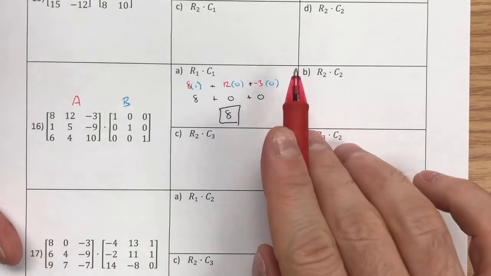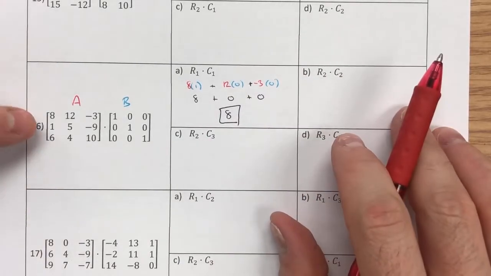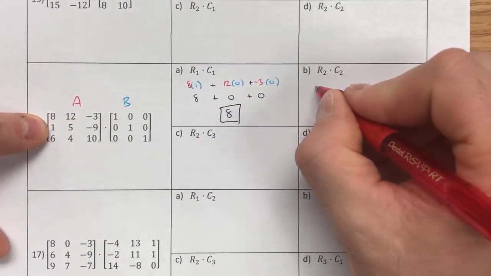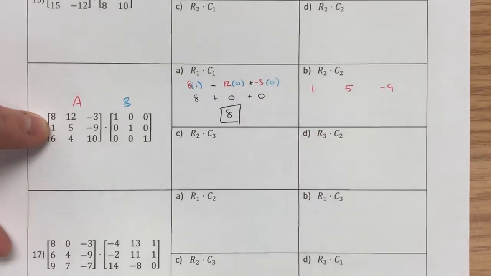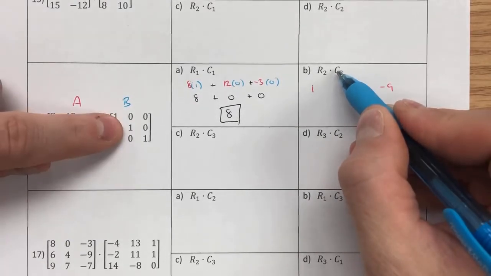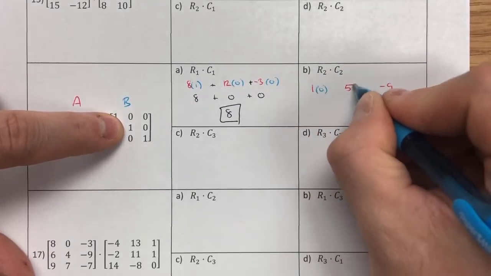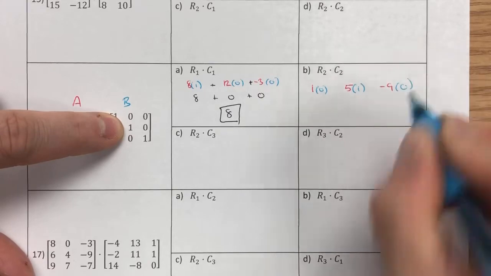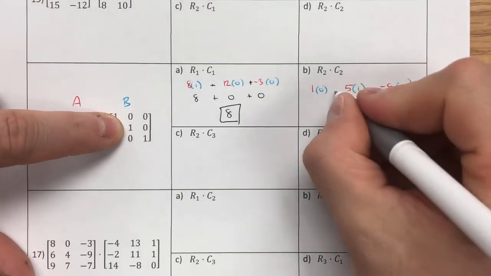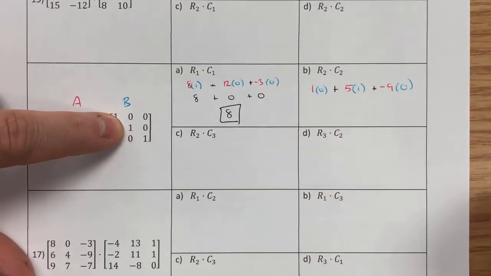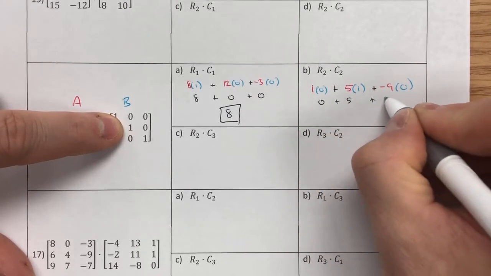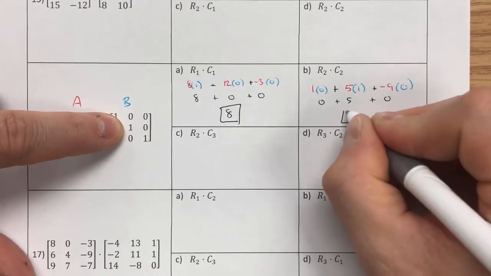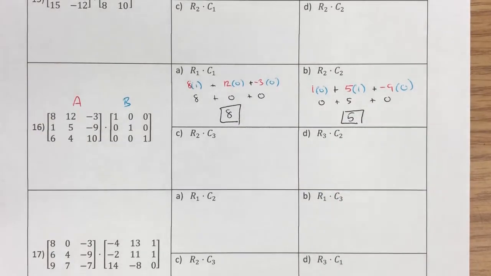I do the same thing for part B with row 2, column 2. I'm going to take row 2. Each element of it is going to be a 1, a 5, and a negative 9. I'm going to multiply it times each element of column 2. So times 0, times 1, times 0. Once I figured that out, I'm going to add them all together. So 0 plus 5 plus 0. So the dot product of row 2, column 2 is 5.